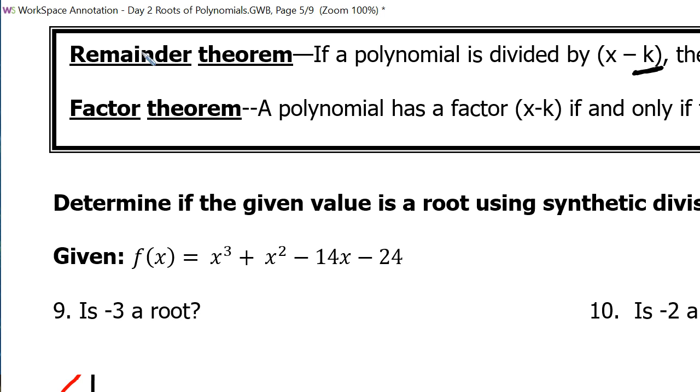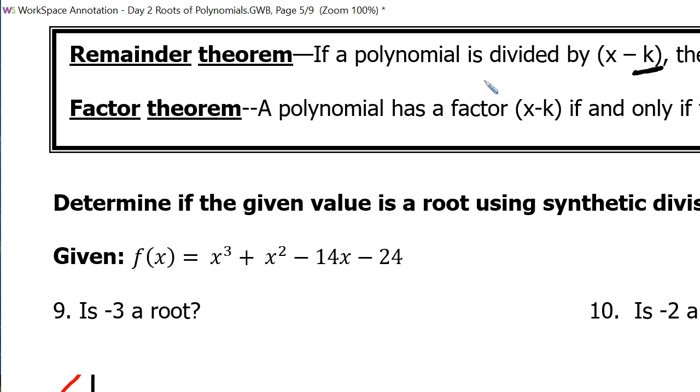We really use this next one, but you have to know this information for this one to be true, which is called the factor theorem. And the factor theorem is what we're going to use. And it says that a polynomial has a factor x minus k if and only if f of k is equal to 0. Which means up here it was f of k equals what?